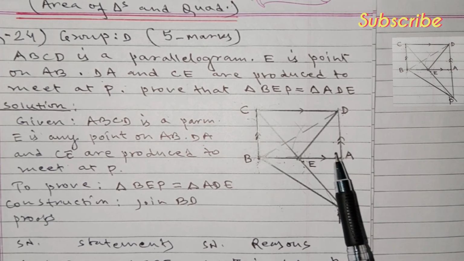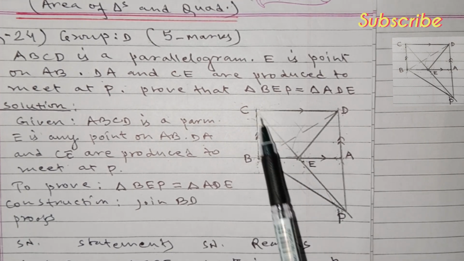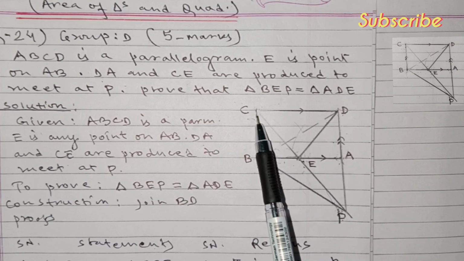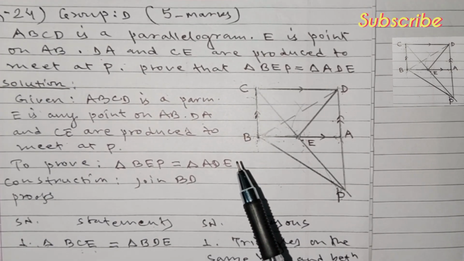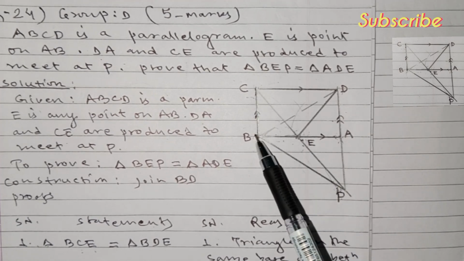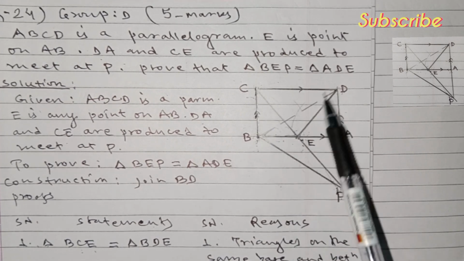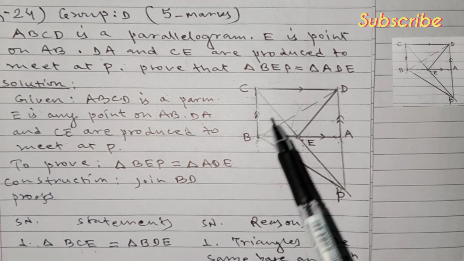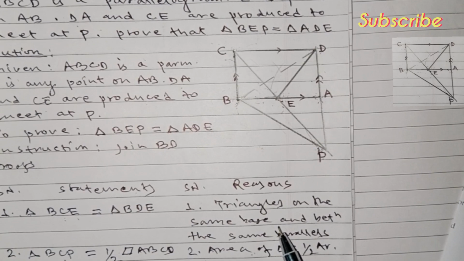Dear students, in order to prove the area of triangle ADE equal to the area of triangle BEP, at first we'll show the relation between area of triangle BCE and area of triangle BDE, because they are on the same base and between the same parallels. We know that triangles on the same base and between the same parallels are equal in area. So in statement number 1, we write triangle BCE is equal to triangle BDE. The reason is triangles on the same base and between the same parallels.